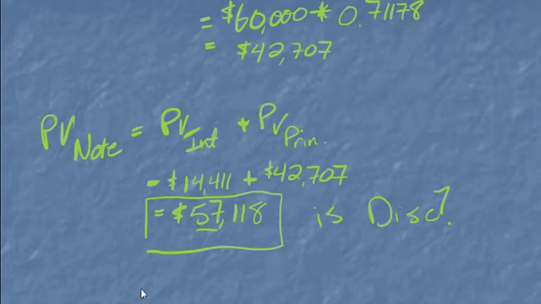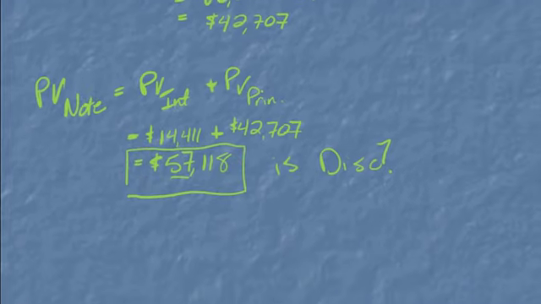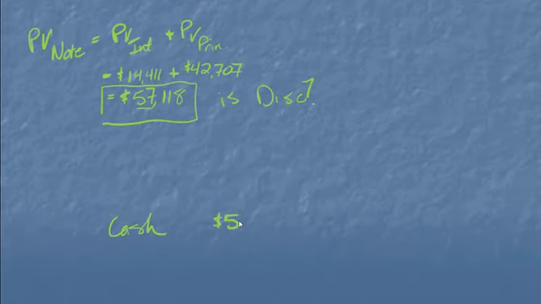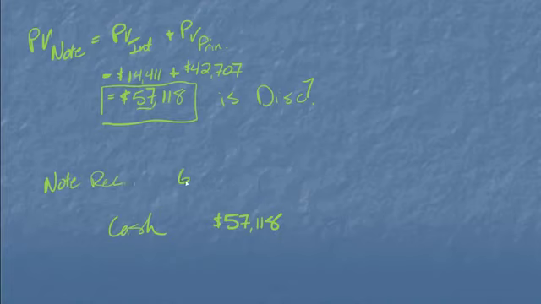Now that I've got my number, again from accounting, I'm assuming I bought it for that amount. So cash went out of $57,118. I'm going to get eventually $60,000. So that's what I'm going to put into my notes receivable. The difference goes into a cleverly named account. Remember accounting and our clever names, called discounts. And I'm going to put the balance into the discount account.